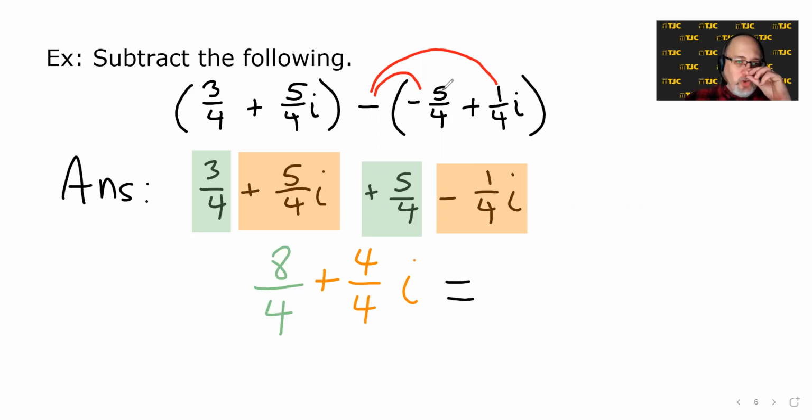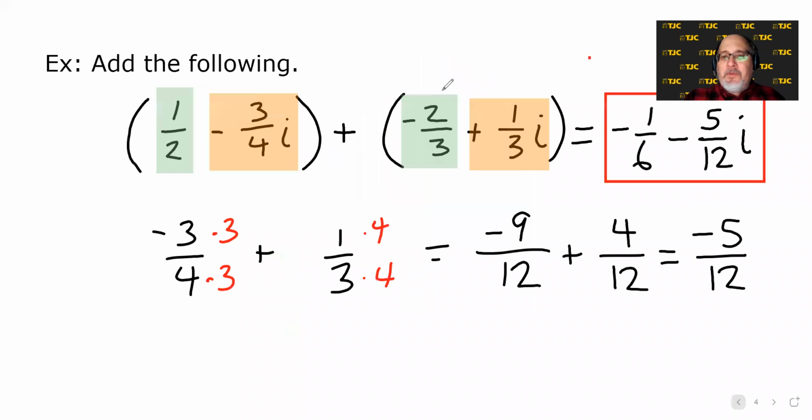So we've combined them, but because the results are still fractions, we should consider reducing them. I did not mention that previously because the fractions in that answer did not reduce. Negative 1/6 will not reduce. Negative 5/12 will not reduce.